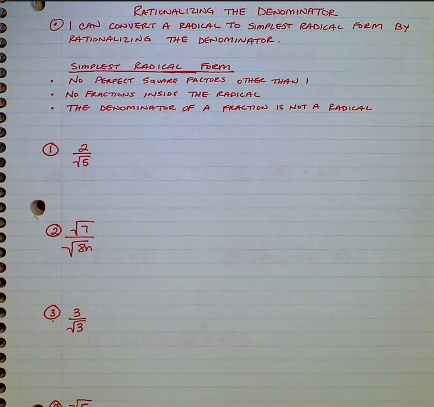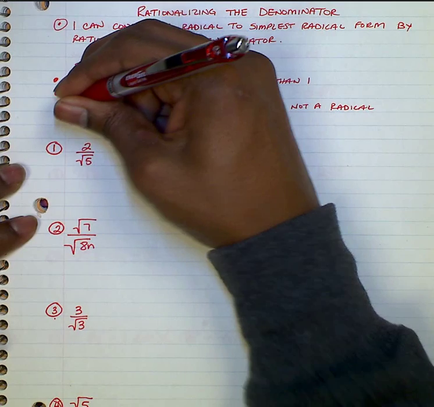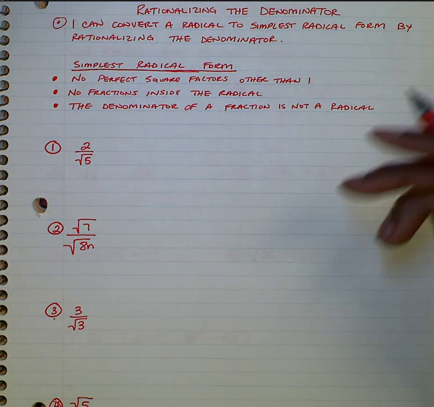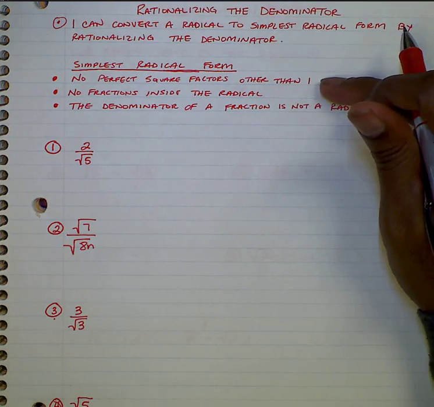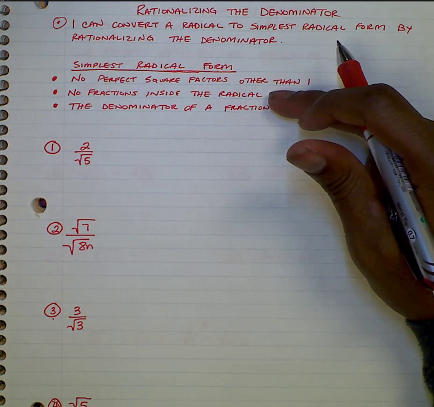Since we've done simplifying radicals for a little bit now, I just want to make sure I throw out what simplest radical form is. Simplest radical form means that there are no perfect square factors other than 1. That's why we make our tree and take out all the pairs. There are no fractions inside the radical.